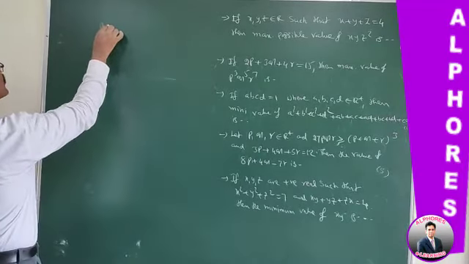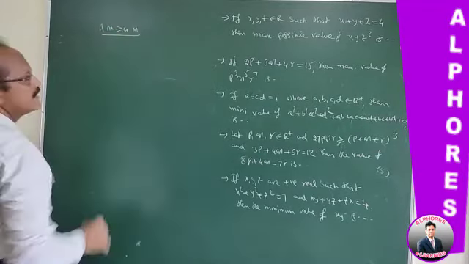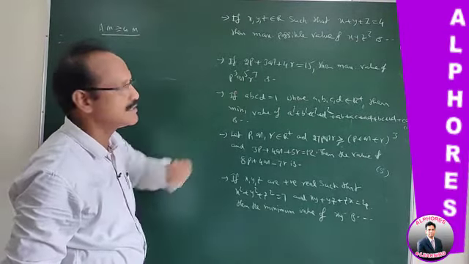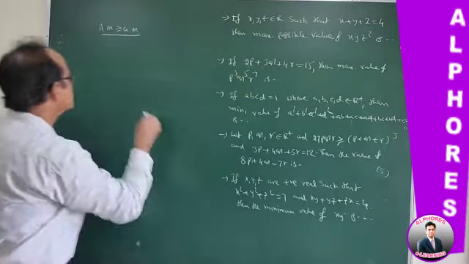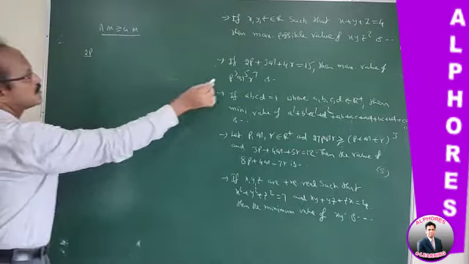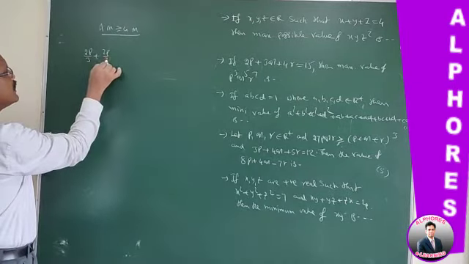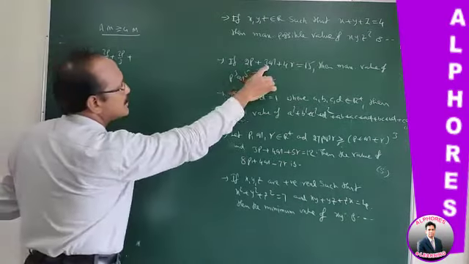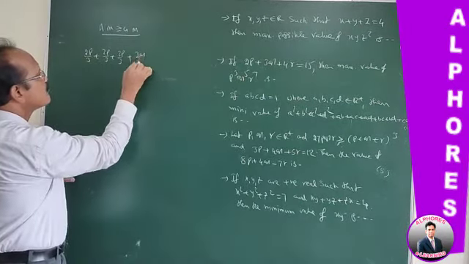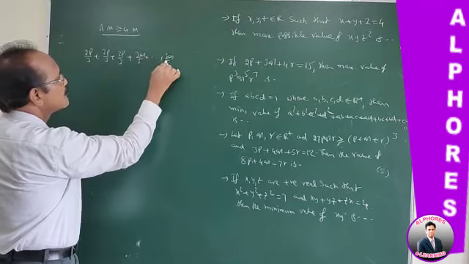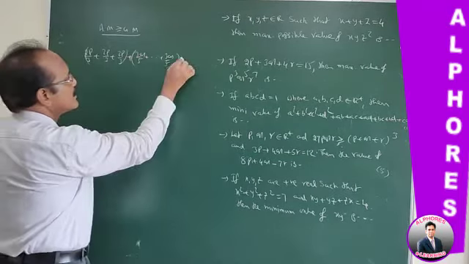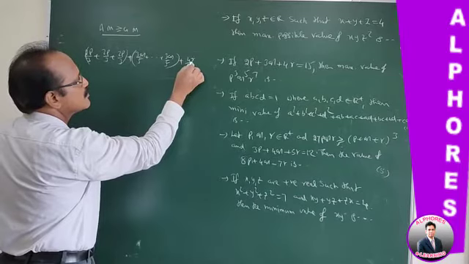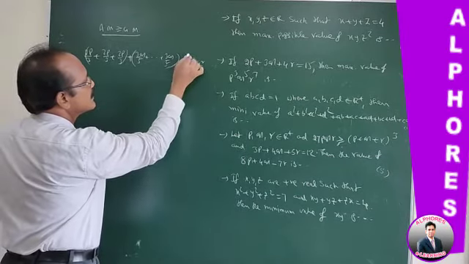That is AM greater than or equal to GM, but here the power of P is 3, power of Q is 5 and power of R is 7. That's why I am writing this as 2P by 3 plus 2P by 3 plus 2P by 3. This entire value 2P plus 3Q can be expressed as 3Q by 5 plus so on 3Q by 5, plus R, here 4R is there, 4R by 7 plus 4R by 7, etc.